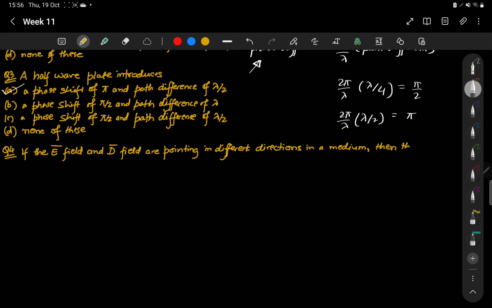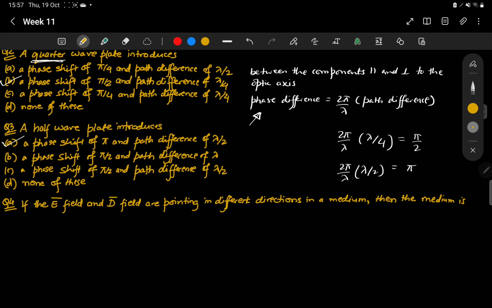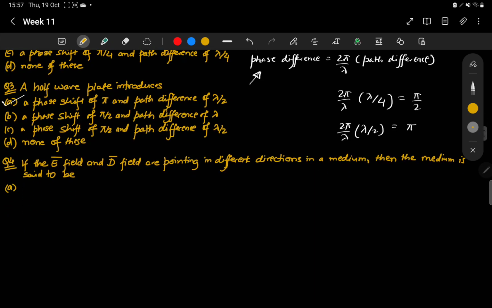then the medium is said to be A, isotropic, B, anisotropic, C, homogeneous, or D, all of these.